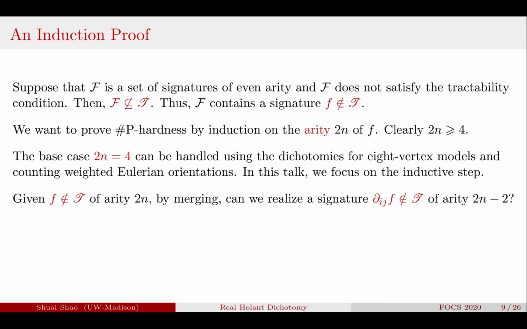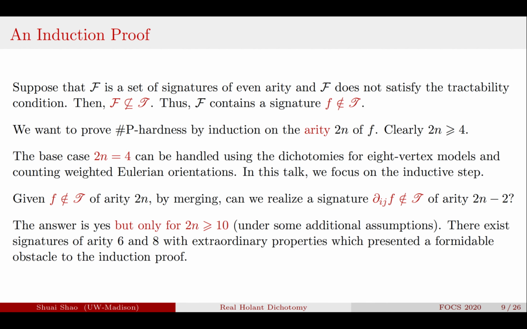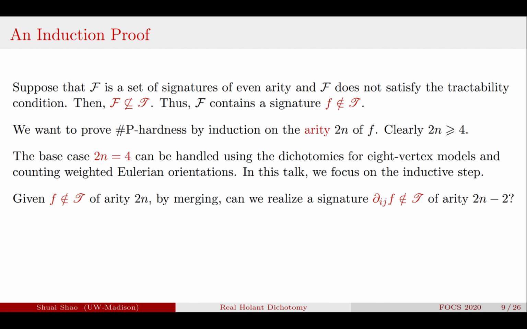The general strategy is that we start with a signature that is not in T, and we use it to realize a signature of lower arity that is still not in T. If this can be done, then by a sequence of reductions, we can eventually realize a signature of arity 4 that is not in T. Then we are done by the base case. We use merging to realize signatures of lower arity.